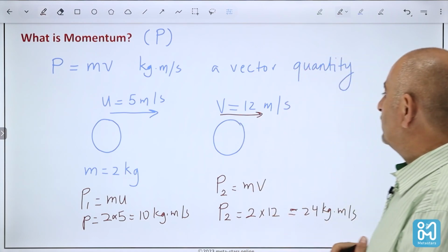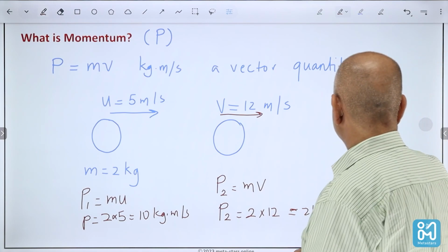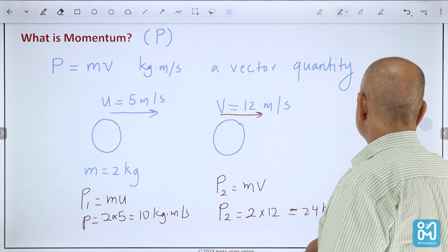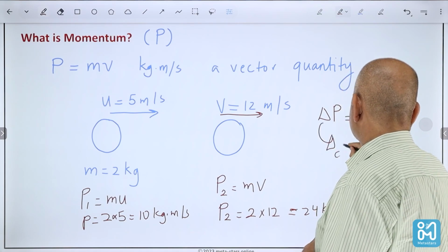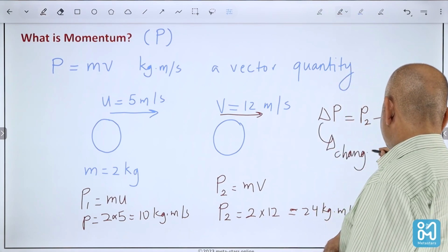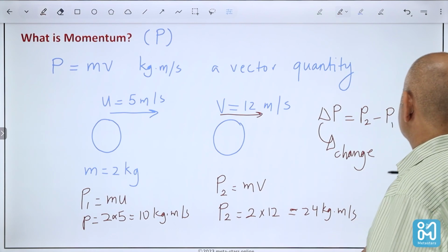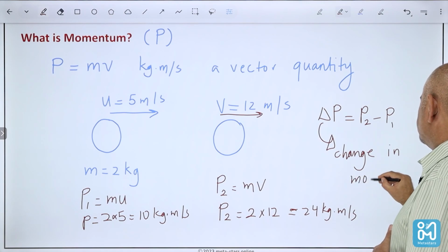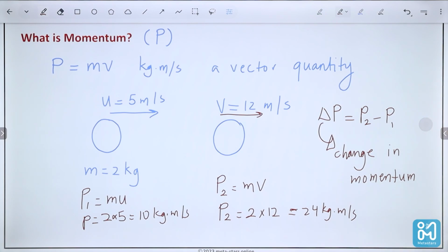Let's just put the direction of the velocity over here. There is an increase in momentum. How can we calculate that increase in momentum? By subtracting P1 from P2. And this is called the change in momentum. Delta P means change in what? Change in momentum. Because the change in momentum could be positive: if it's positive, then it's an increase in momentum. If it is negative, then it's a decrease in momentum. Generally, it is called change in momentum. All right, so we know now what the change in momentum is.